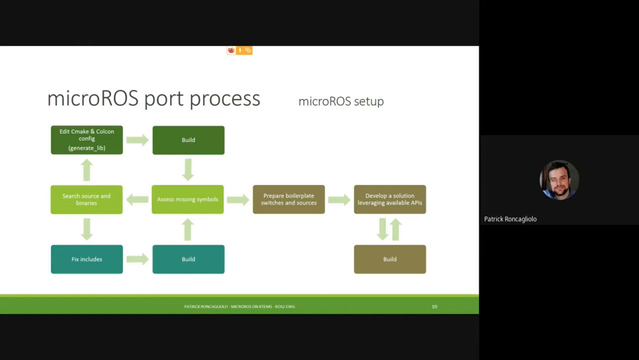But when I reached a certain step, I noticed that some symbols were still missing from my RTEMS library set. So I dug into the micro-ROS source code, and I noticed the multi-target support. There are switches for FreeRTOS, for example, as well as POSIX. So I added my own boilerplate switches for RTEMS, and then I started to look where those switches were used. In particular, they are used in the transports, so in the TCP, UDP, serial implementation, the target-specific implementation of the transport.